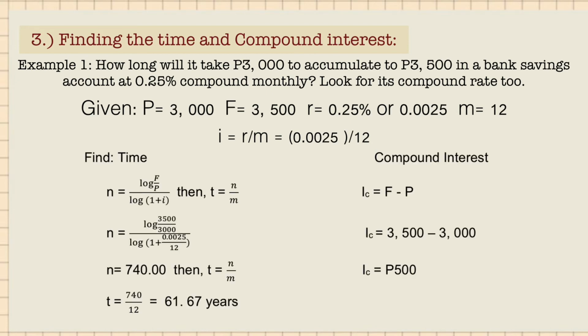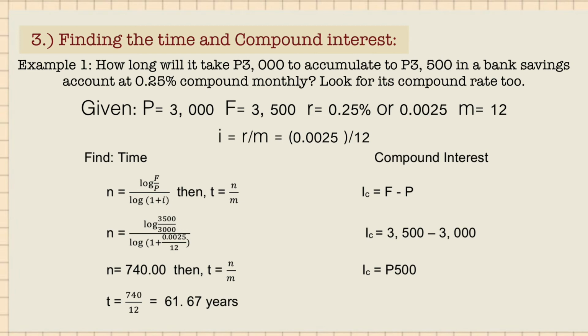Now let's find the time. N equals log F over P over log open parenthesis 1 plus I close parenthesis. Then T equals N over M. Then that's N equals log 3,500 over 3,000 over log open parenthesis 1 plus 0.0025 over 12 close parentheses.